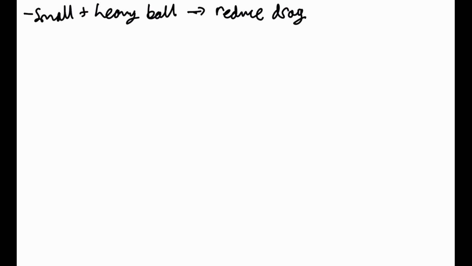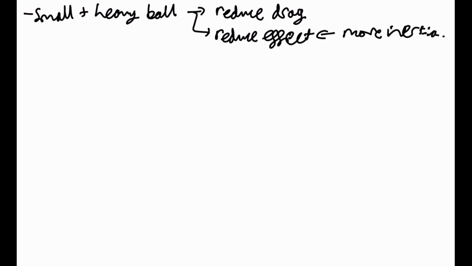Now, how would we make the experiment more reliable? There are many ways we can do that. We can use a small but heavy ball bearing, so we can reduce air resistance or drag, and also reduce its effects by making it heavy, because the ball will have more inertia. Another way we can make this more reliable is by using a computer, which would be a lot quicker at taking readings and can take more readings than humans.